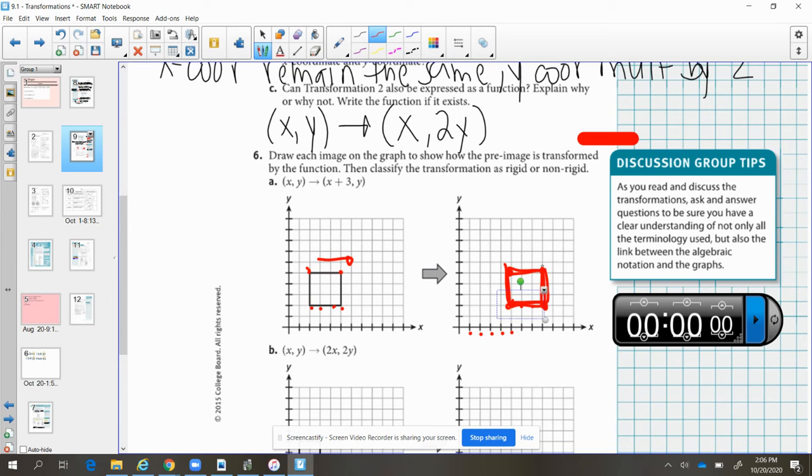So here's our image. Sometimes it's easier to do it on the original graph to move things over. So if you wanted to graph it on here as well, here's what your image would look like if you graphed it on here. Same points, just showed it differently, okay?